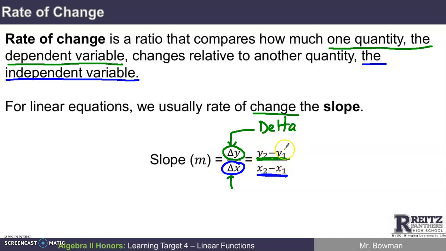So this expression y sub 2 minus y sub 1 is simply the difference of two y values, two output values, two values of the dependent variable, and then x2 minus x1 is those same two corresponding values for the independent variable, change in x.